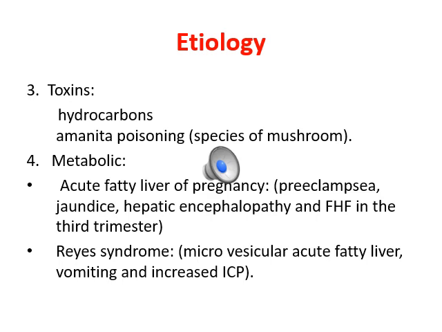The most important of the metabolic causes are acute fatty liver of pregnancy, which is usually associated with preeclampsia, jaundice, hepatic encephalopathy, and fulminant hepatic failure in the 3rd trimester. Reye's syndrome, which is microvesicular acute fatty liver, together with vomiting and increased intracranial pressure, especially in children who have hypersensitivity to salicylates.